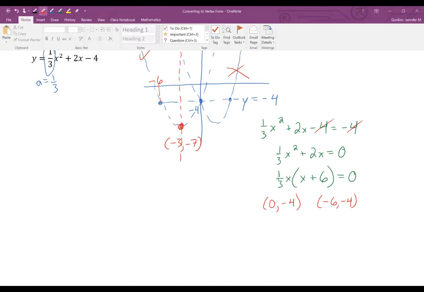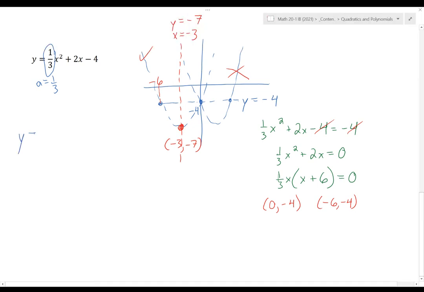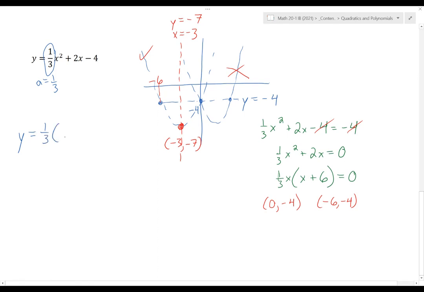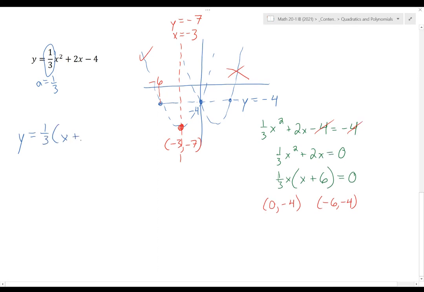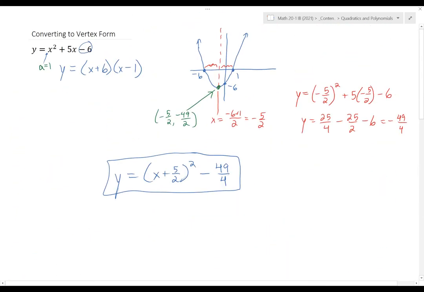And now I have all the information I need to write my equation in vertex form. y equals 1/3, that's the a value, (x plus 3) squared for the x value of the vertex, and then -7 for the y value of the vertex. So we've used symmetry in all 3 of these cases to write my equation in vertex form. All right, I said we'd go back to that first equation and do something called completing the square. So that is what we're going to do.